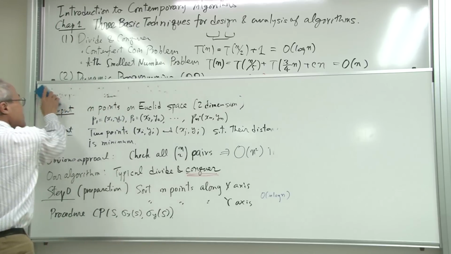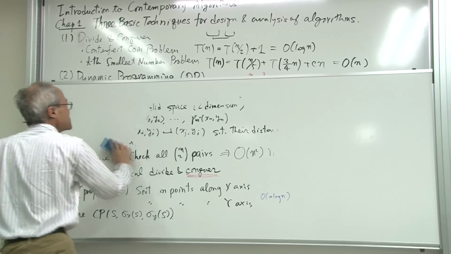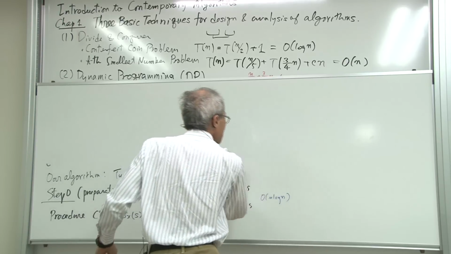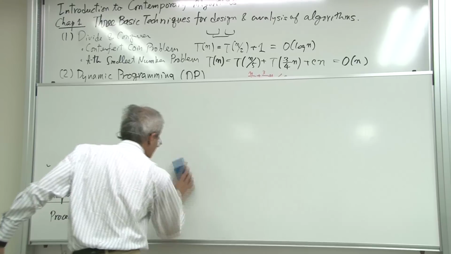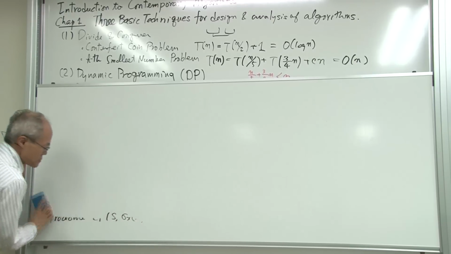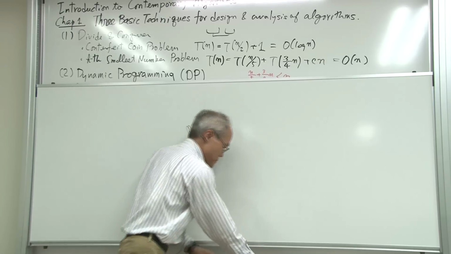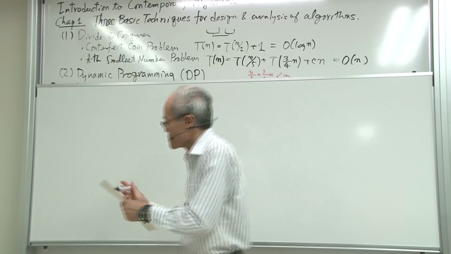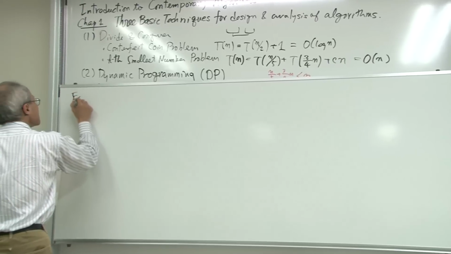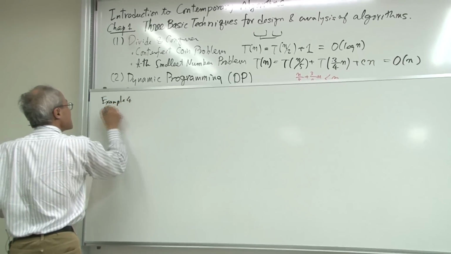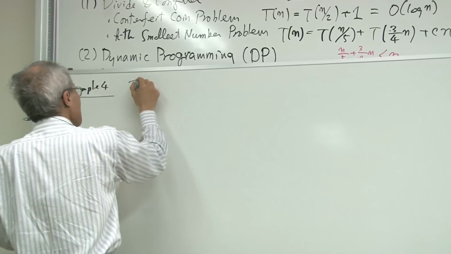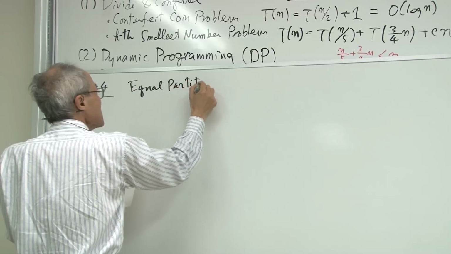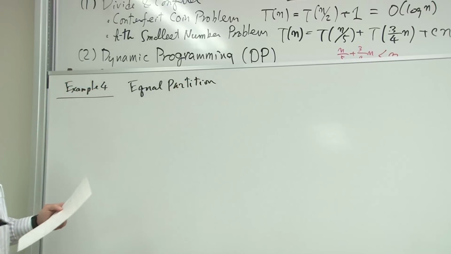We are going to the fourth example. That's the equal partition problem.